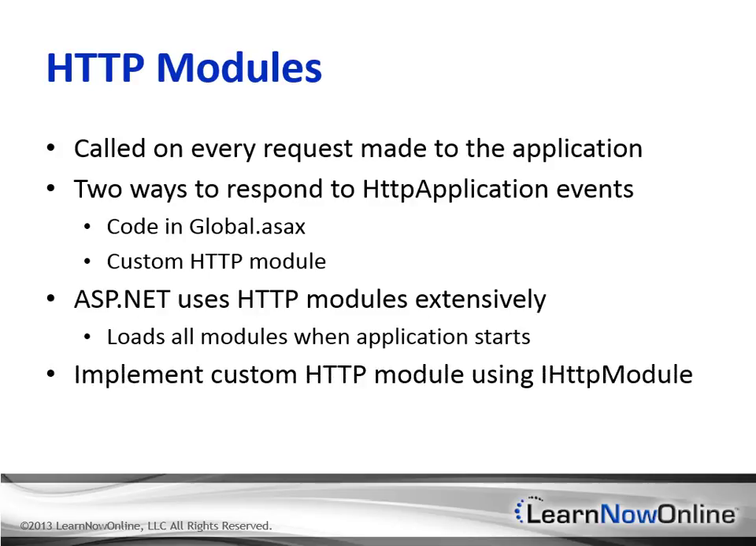You can create your own custom HTTP modules by implementing the IHttpModule interface, which requires two methods, Init and Dispose. Init lets you subscribe to HTTP application events and define what you want to do in response to those events. And Dispose, like other objects in .NET, lets you clean up any resources that you use in your module. Okay, let's take a look at the implementation of a custom HTTP module in the sample project.